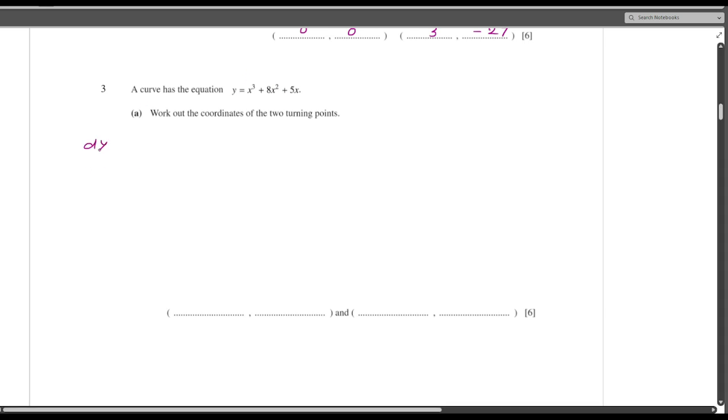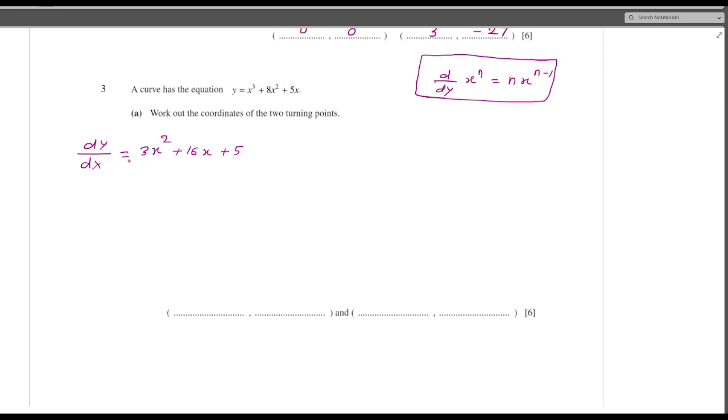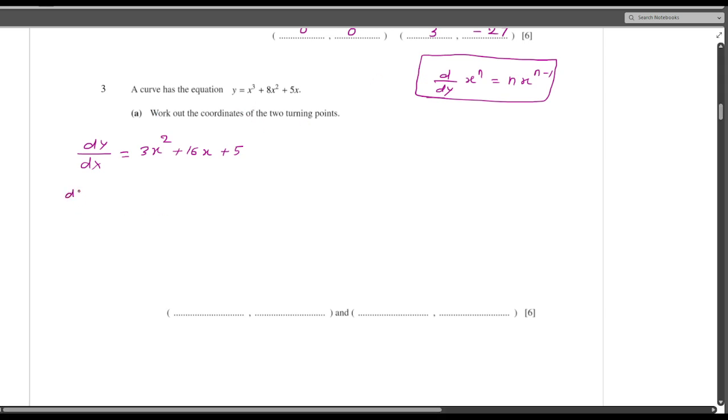Here dy by dx will give you 3x squared plus 16x plus 5. How I am getting this is something I already explained in the last class: the derivative of x to the power n is n times x to the power n minus 1. This is the only formula that you are going to use. So dy by dx, I got this. Now for a stationary point, for a turning point, I equate dy by dx with 0.